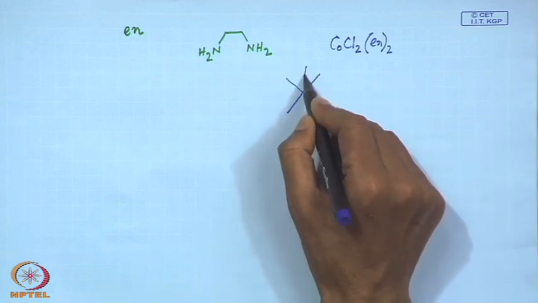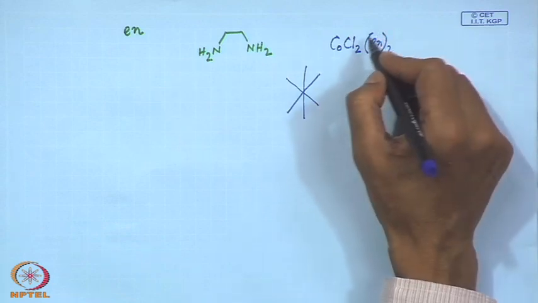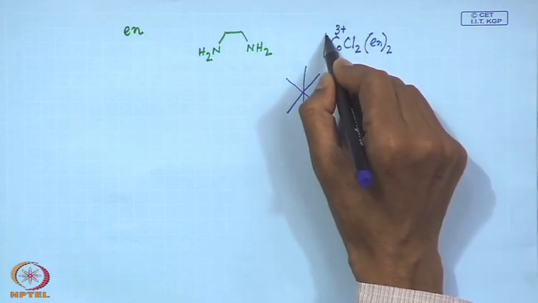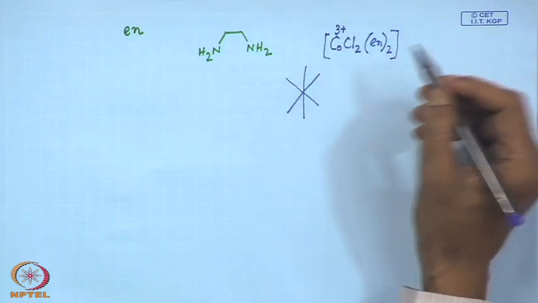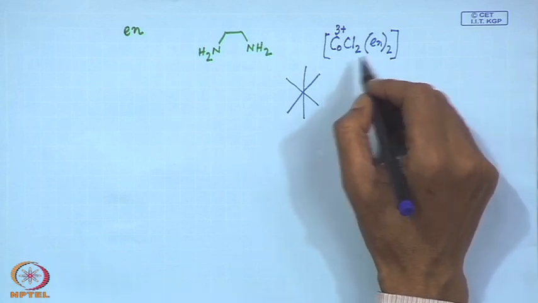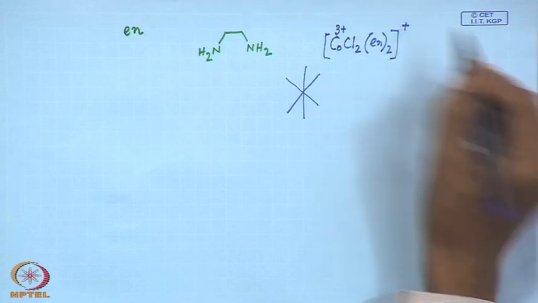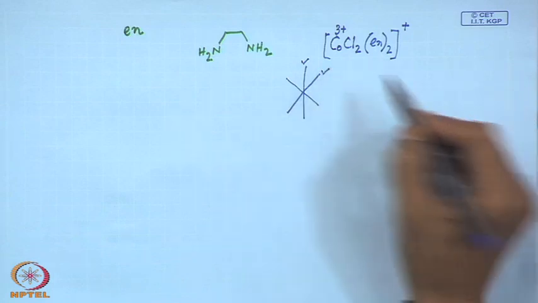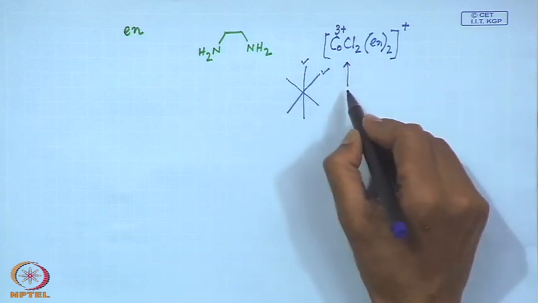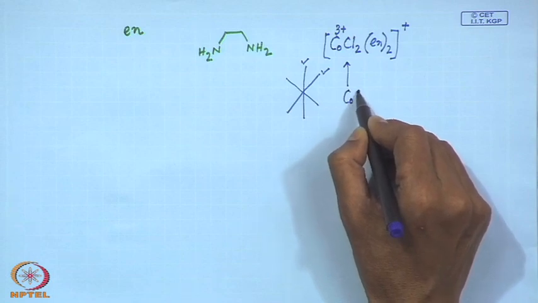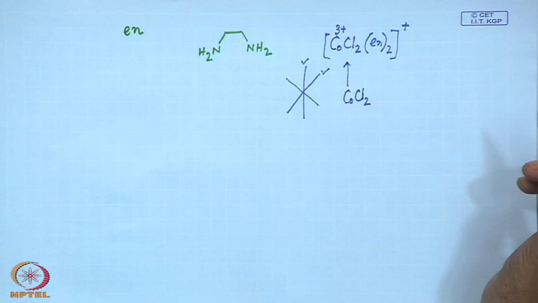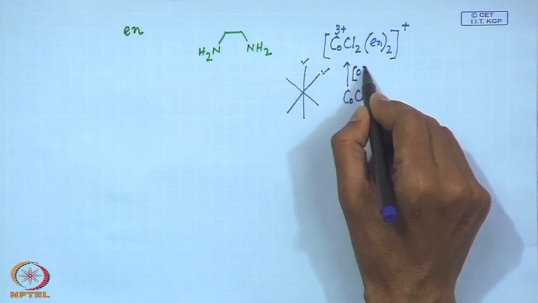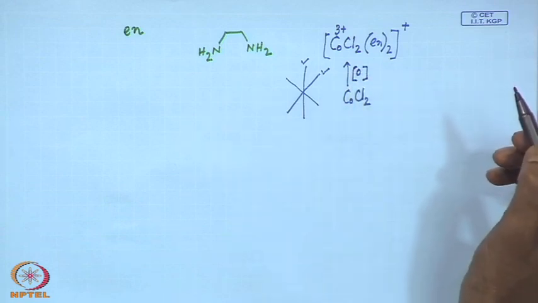So, we again have 6 positions, and depending upon the cobalt oxidation state, if it is 3 plus, we can balance the charge by 2 Cl minus. So, the overall charge of this complex would be plus, and 2 of these positions are occupied by Cl, which in most cases can come from the starting metal salt we use for the synthesis, that means cobaltous chloride, cobalt 2 chloride, with some amount of oxidation by passing air or hydrogen peroxide.